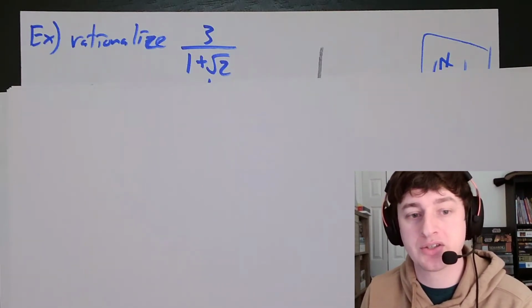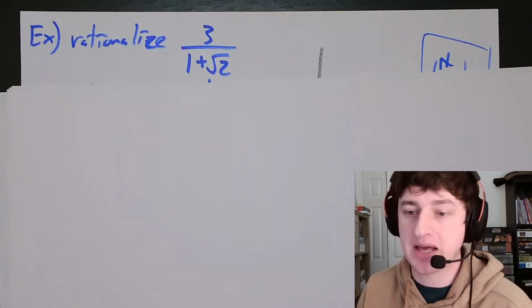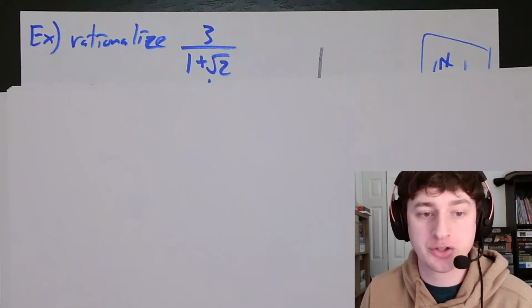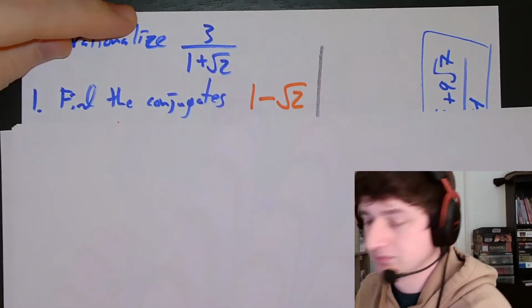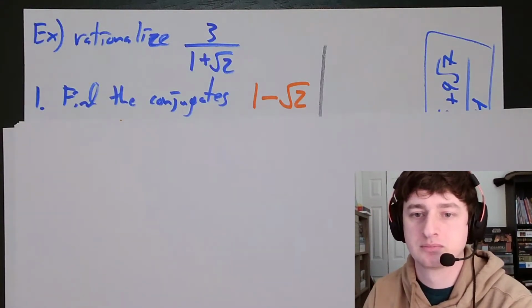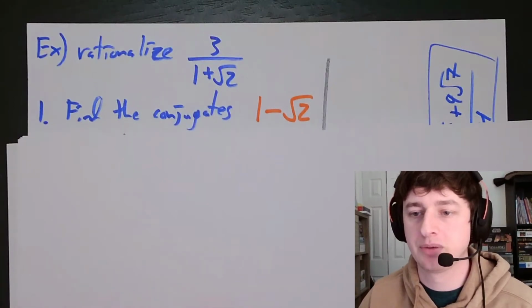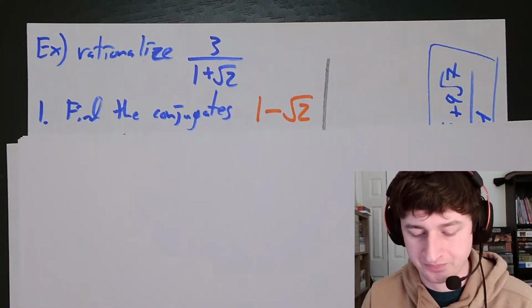So rationalize 3 divided by 1 plus the square root of 2. First step, find the conjugate of the bottom part. And you may need to pin my video if you can't see the whole thing.